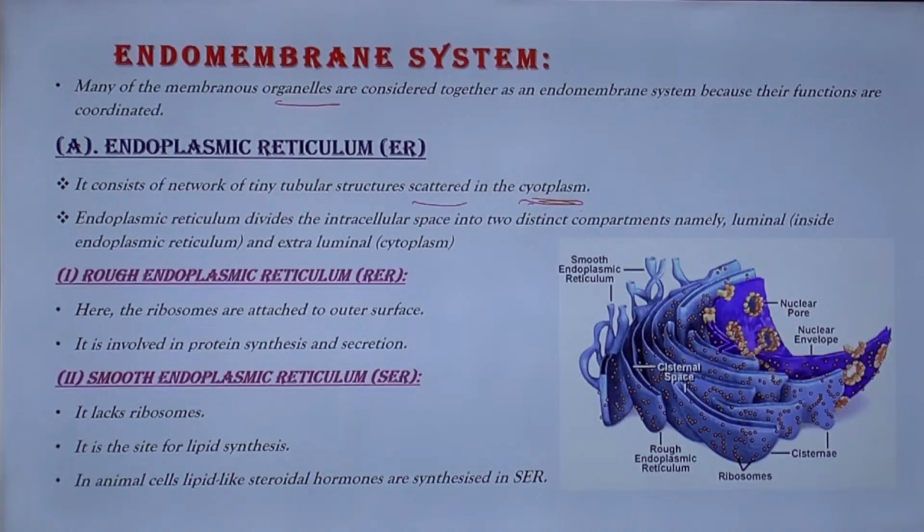This endoplasmic reticulum divides the intracellular space into two distinct compartments, namely luminal and extraluminal. Luminal means inside the endoplasmic reticulum and extraluminal is the cytoplasm. So the space is divided into two compartments, the inner side and the outer side. One is rough endoplasmic reticulum and the second is smooth endoplasmic reticulum. We will see them one by one.